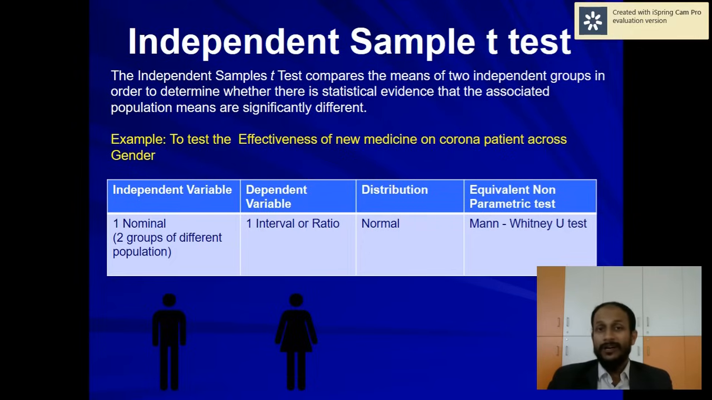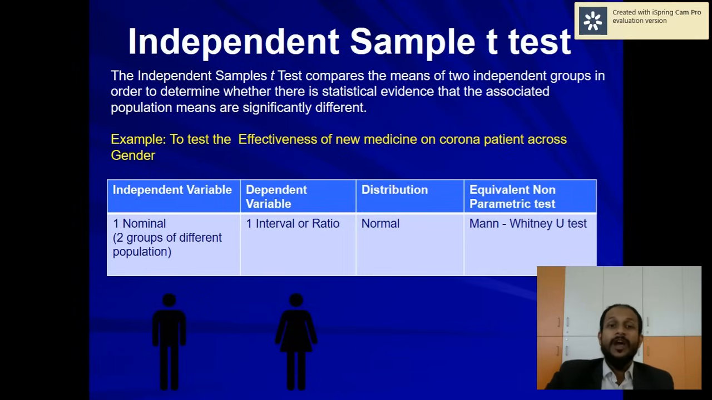That means I am actually checking who is recovering faster. Are men recovering faster or are women recovering faster? Now how do I check it out? I check their body temperature. Now when I am doing this type of test where I compare the mean of the body temperature across two different groups, what I will be using is the independent sample t-test.